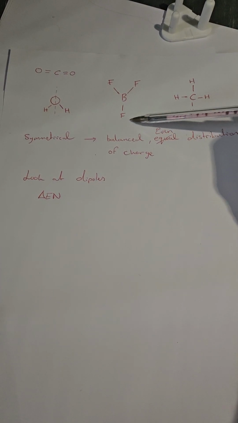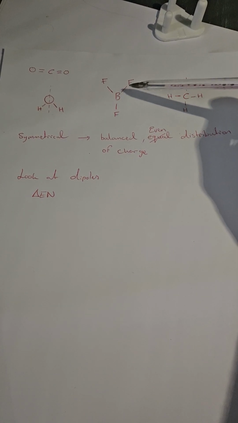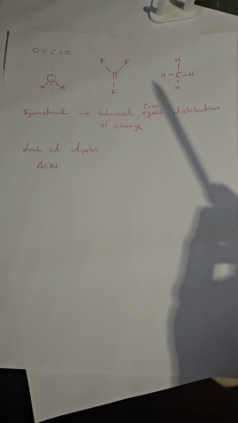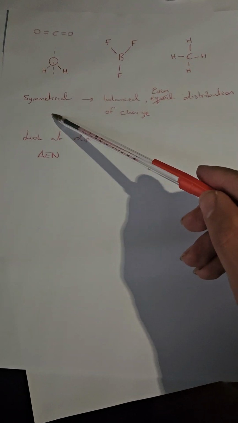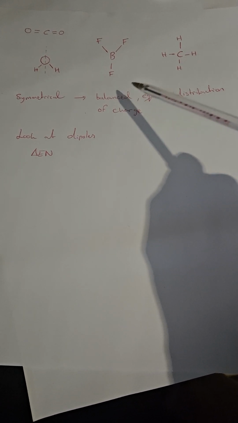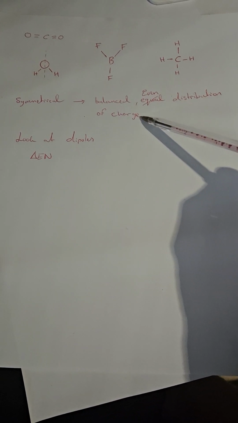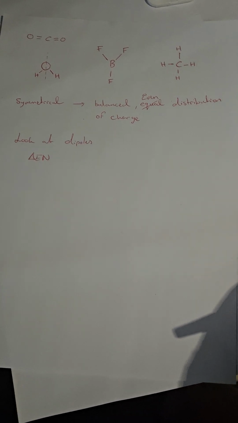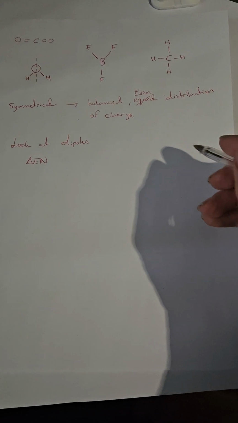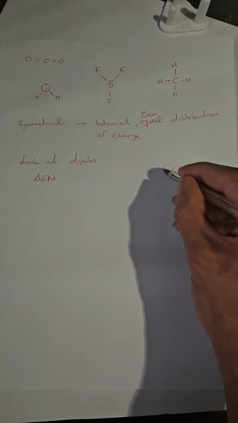But it's not really good enough to explain fully because there might be things like this where we don't know if it is necessarily an even distribution of charge. So what I actually mean by symmetrical is that symmetrical refers to the distribution of the charge. If there's a symmetrical distribution of the charge, then there must be a balanced, even distribution of charge. So we have to look at dipoles and electronegativity to do that properly, and I'll show you in a second.